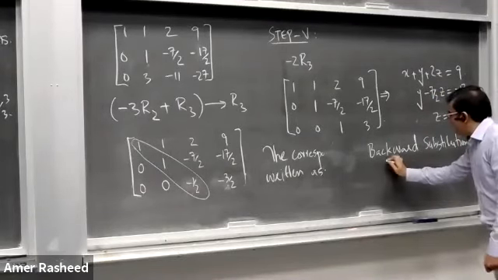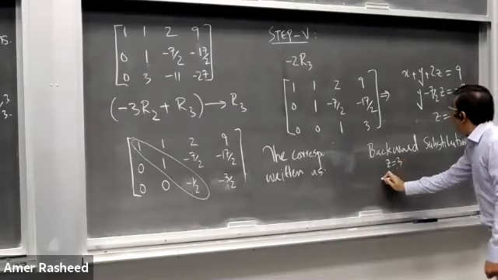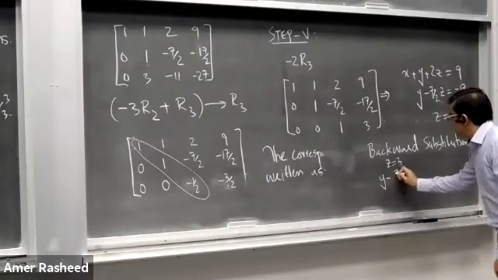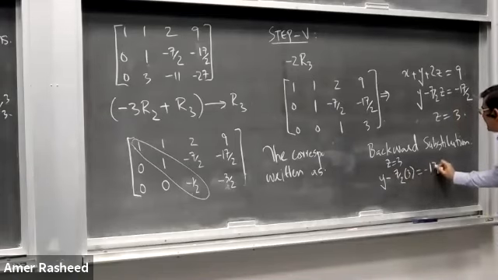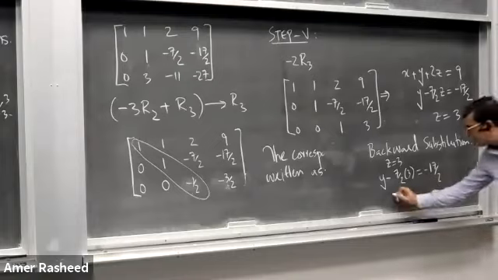Now you have z is equal to 3. Put it in the second equation: y minus 7 by 2 times 3 is equal to minus 17 by 2. Now solve it and give me the value of y. Y is equal to 2.